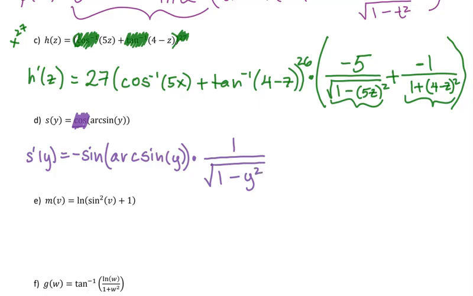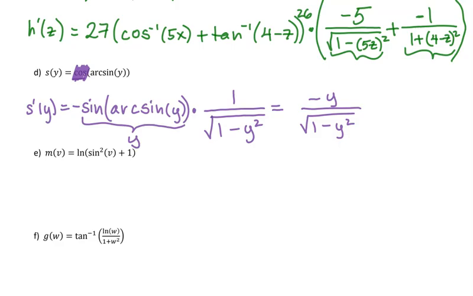So this is good, we're done taking derivatives, but I do want you to notice that sine and arcsine are inverses. So if you take the sine of the arcsine of y, you just get y. And then I'm going to go ahead and move that negative and that y into the numerator and say my final answer is -y over the square root of 1 minus y squared.